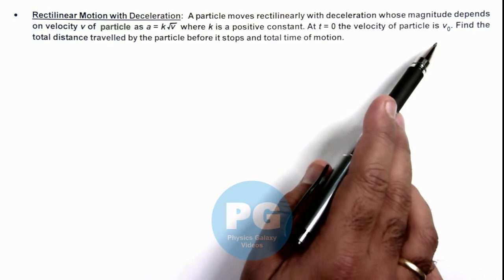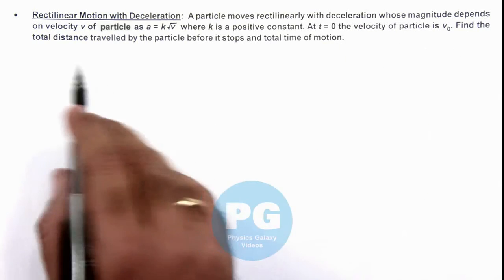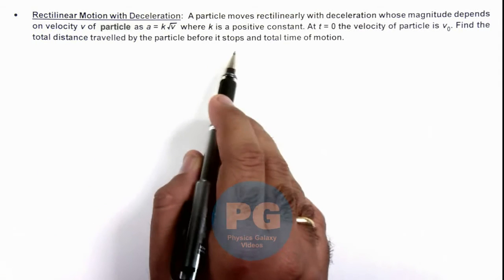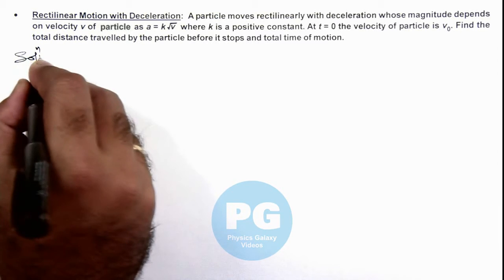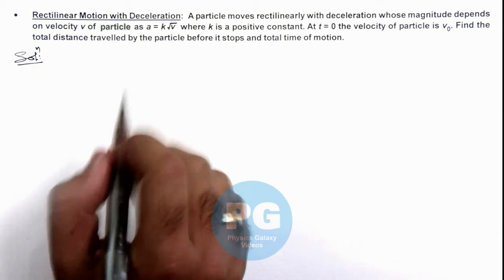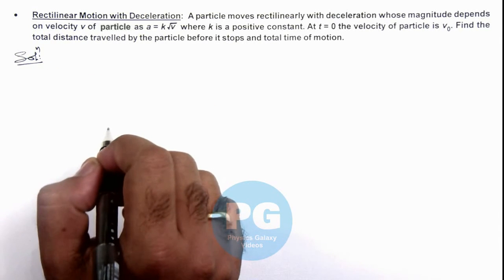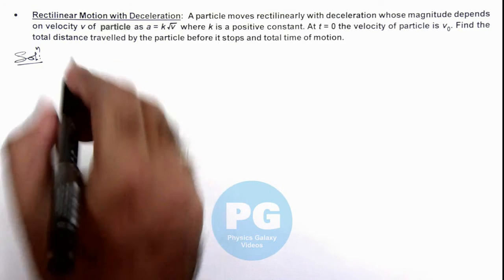This is the initial speed, and we are required to find the total distance traveled by the particle before it stops and the total time of motion. Here we can see it is a non-uniform retardation, so in this case we need to use calculus.